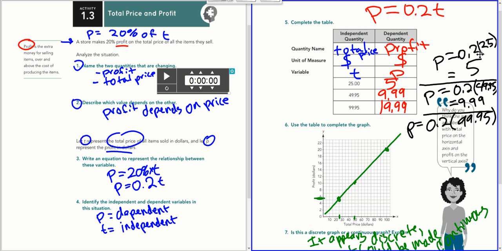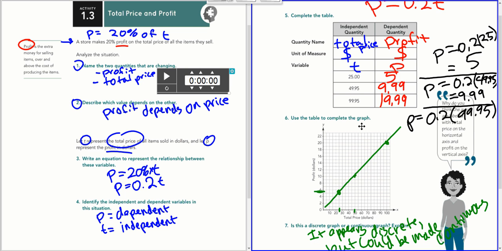So 25 times 0.2 is going to give us 5. So I put 5 in the table. And then 0.2 times 49.95 gives us 9.99. And then 0.2 times 99.95 is 19.99. All right, that gives us our values.